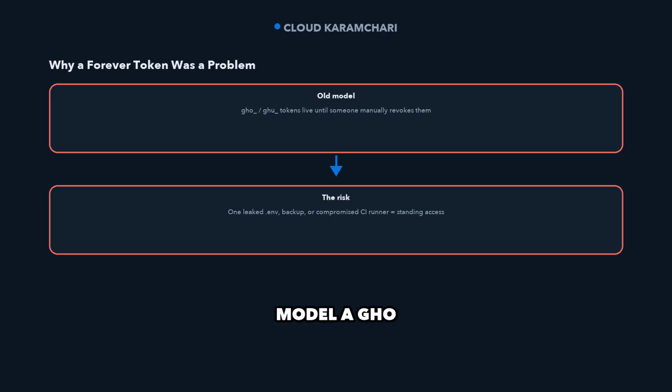Under the old model, a ghu_ or gho_ token lived until someone manually revoked it. If that token ends up in a leaked .env file, an exposed backup, or a compromised CI runner, the attacker doesn't get a window, they get standing access until someone notices.